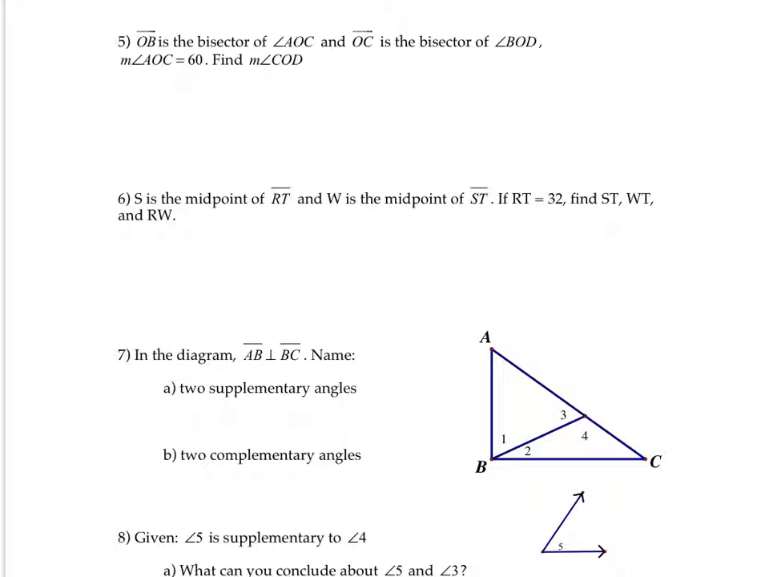Okay, number 5, we have a lot of information, so drawing a picture is going to help us out with this. It says ray OB is the bisector of angle AOC. So let's just say that this is angle AOC. Alright, and this is ray OB. OC is the bisector of angle BOD, so we'd have another ray coming out here with point D on it, and this is point C. Sorry, it's a little hard to draw it neatly on here.